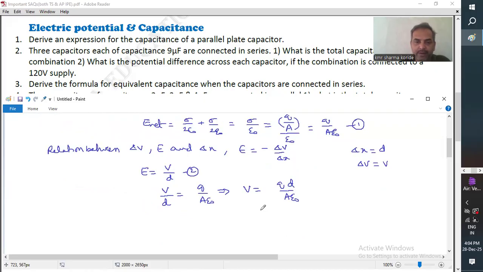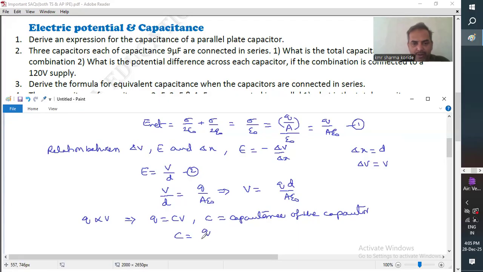From the definition of capacitance, we know that when charge is given to the plate, it is directly proportional to the rise in potential. Keeping this in mind, Q equals C into V. C is the proportionality constant. We call it the capacitance of the capacitor. So we can say that C is equal to Q by V.